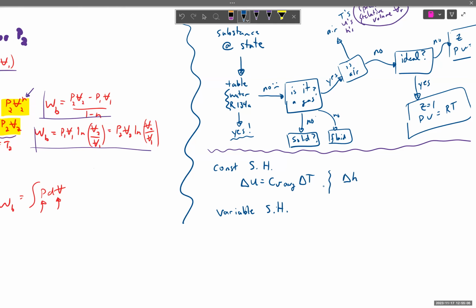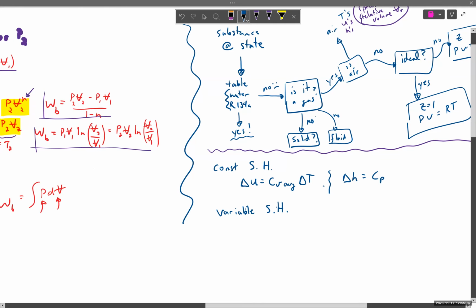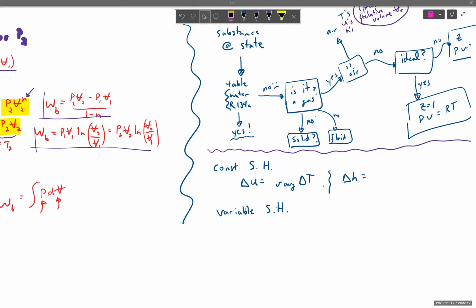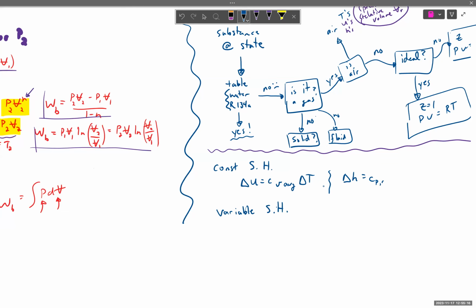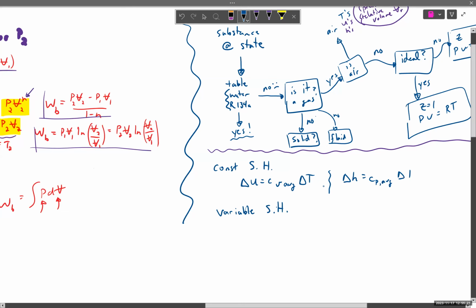Likewise, for enthalpy, we had Cp, that's a little c, not a big C. Kind of hard to tell. There we go. And it's really average. A lot of times we drop that subscript times delta T.